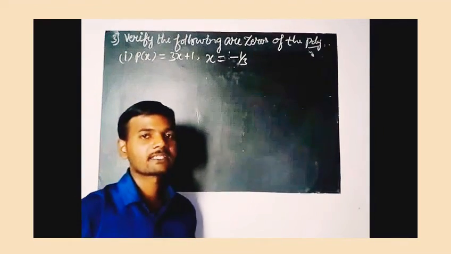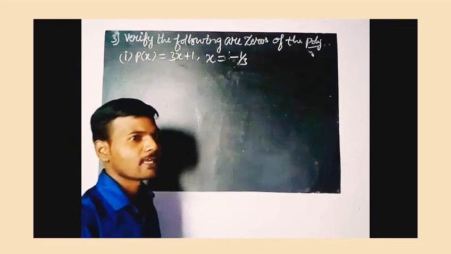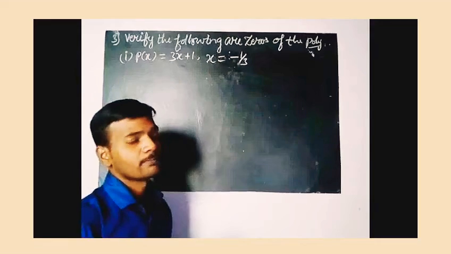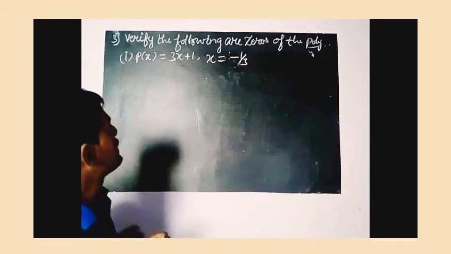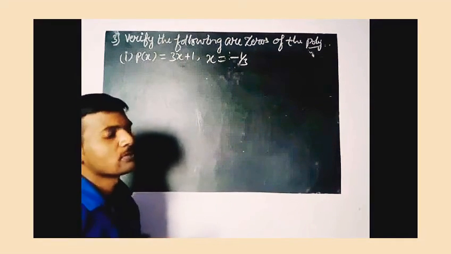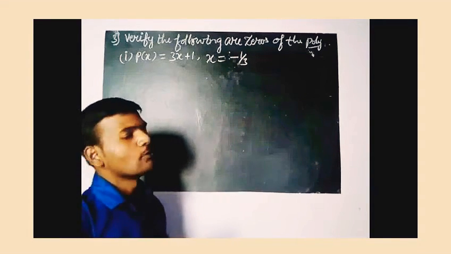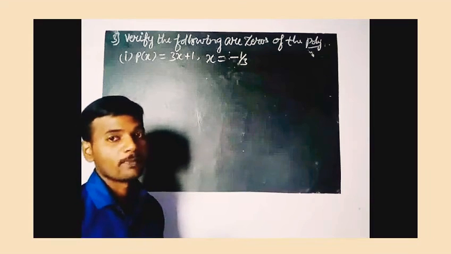Okay. Next, let us discuss the next example. Verify the following are zeros of the polynomial. The polynomial is p of x is equal to 3x plus 1, where x is equal to minus 1 by 3. Okay.